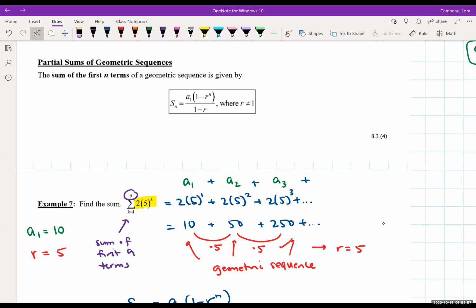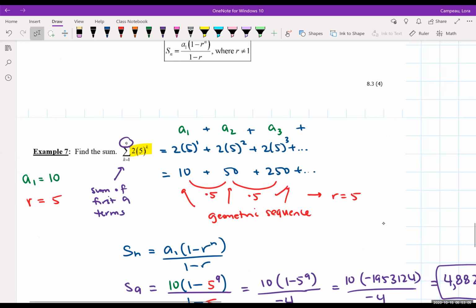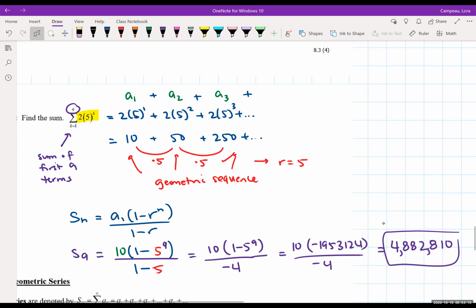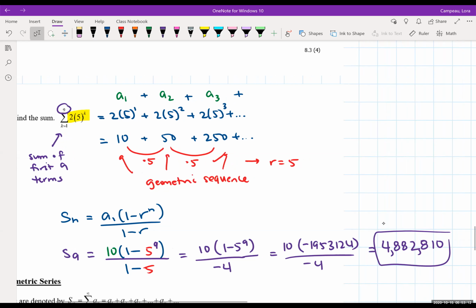For the purposes of this class, though, we do get to use our TI. And if we have ourselves a finite series, we could also just strictly plug this into the TI unless they're specifically asking you to demonstrate the use of the formula. So just kind of a note. Remember, it's looking at k equals 1 to 9. Argument is 2 times 5 to the k.